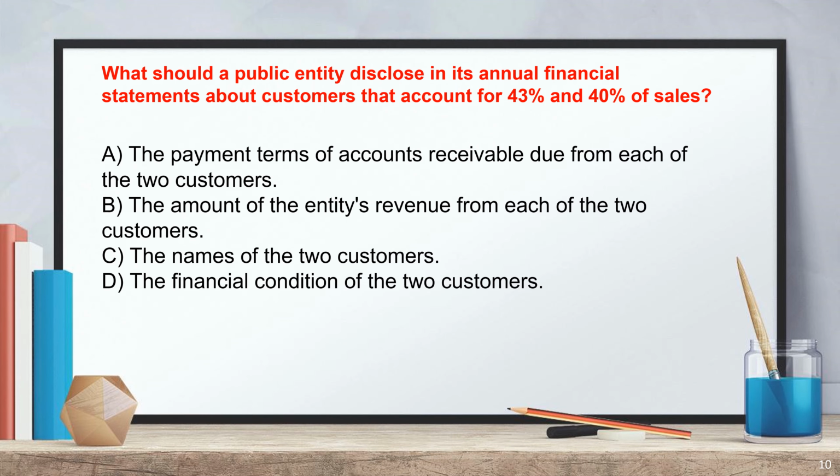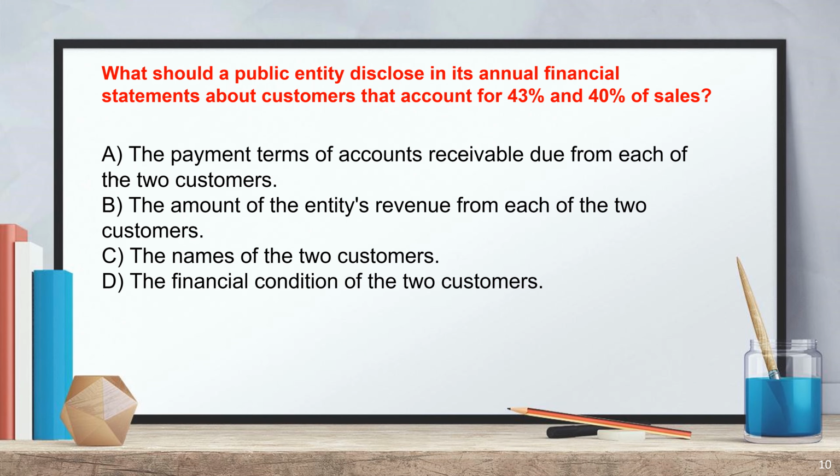Question 5. What should a public entity disclose in its annual financial statements about customers that account for 43% and 40% of sales? The correct answer is B. Because these two customers account for a significant percentage of sales, disclosing the revenue generated from them is necessary to inform users about potential vulnerabilities due to concentration.